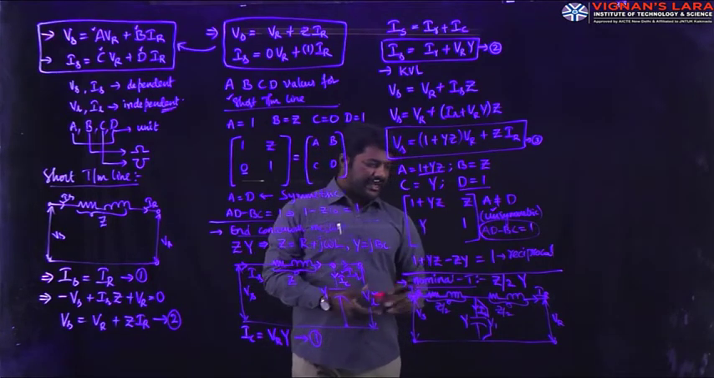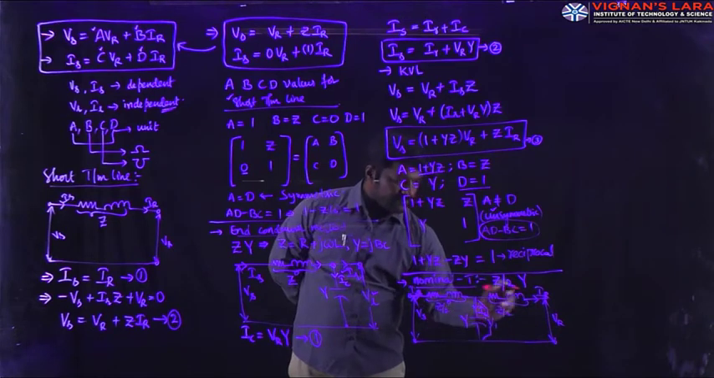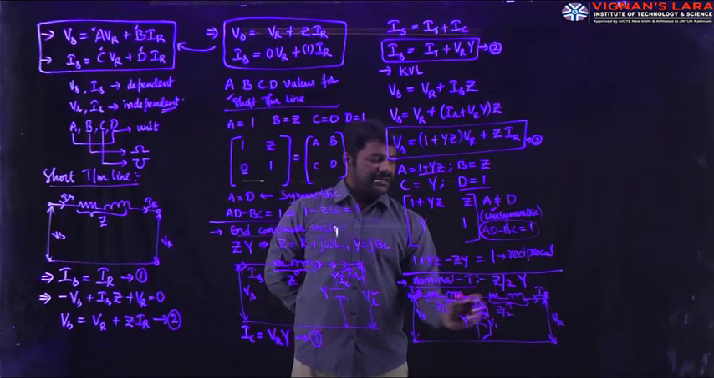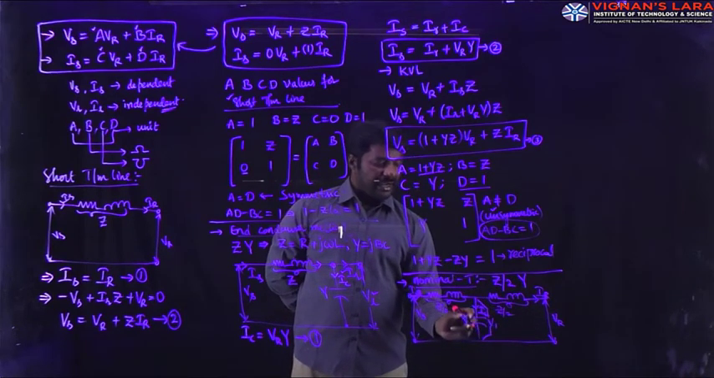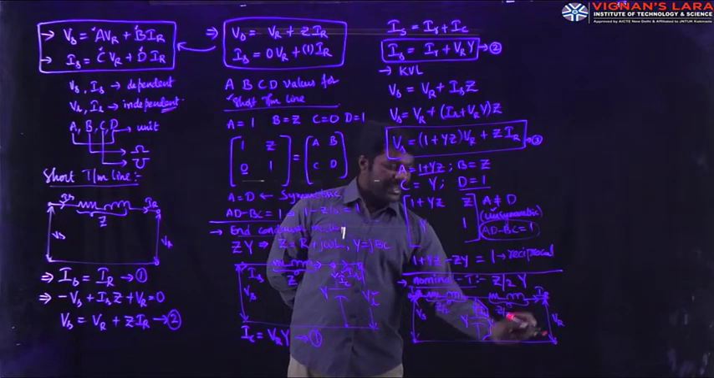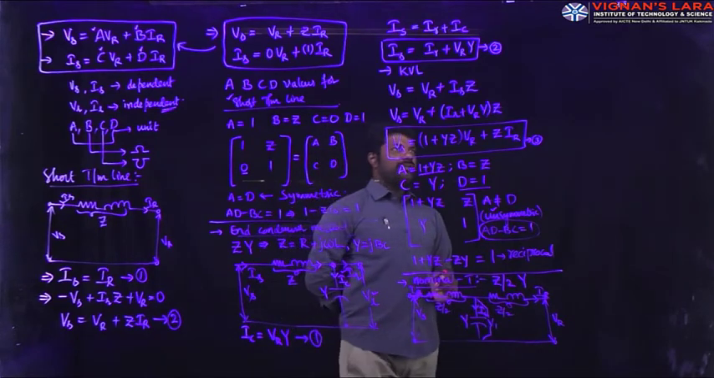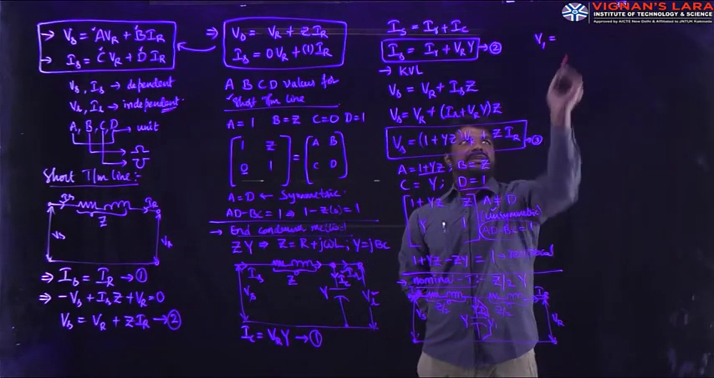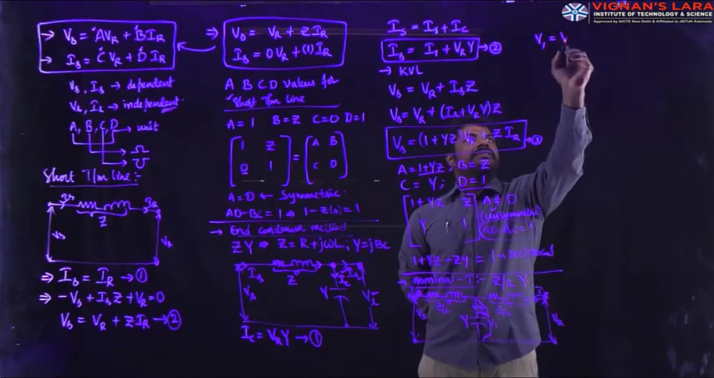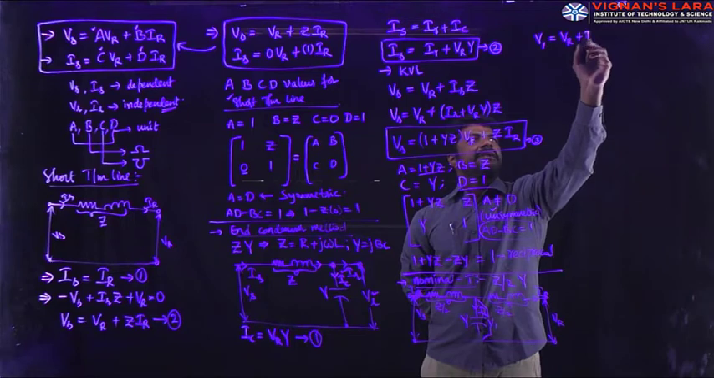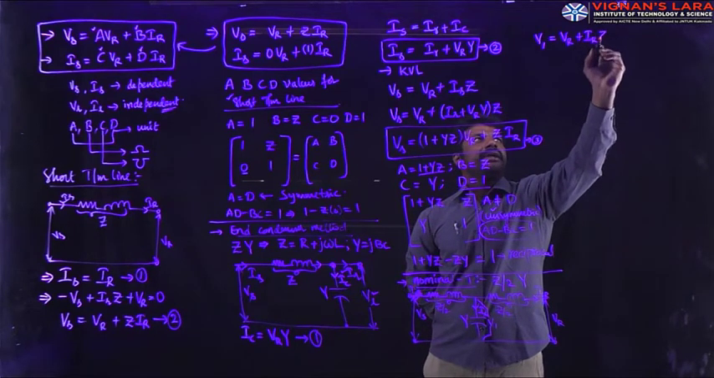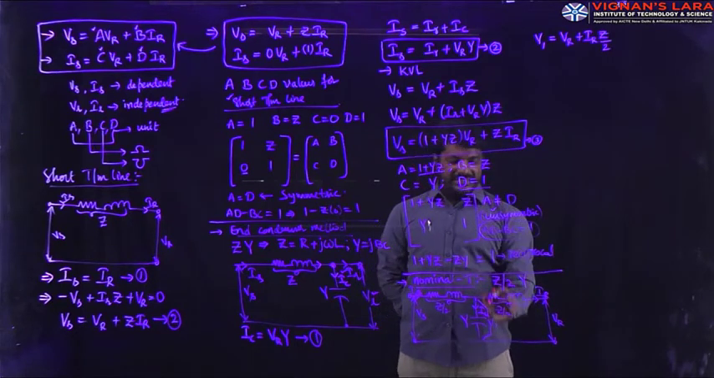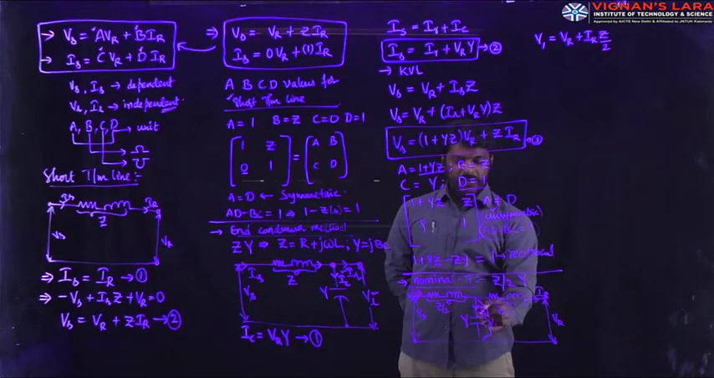On the receiving end side, you can observe that there is a closed loop for KVL. That closed loop is formed with half of the impedance, Z by 2, with the voltage VR and the admittance Y. So applying KVL, we can write the equation for V1 as the receiving end voltage VR plus the current passing through it, IR, multiplied by half of the impedance, Z by 2.